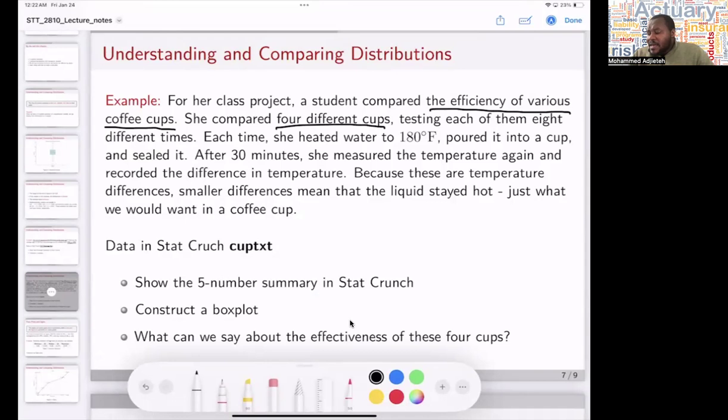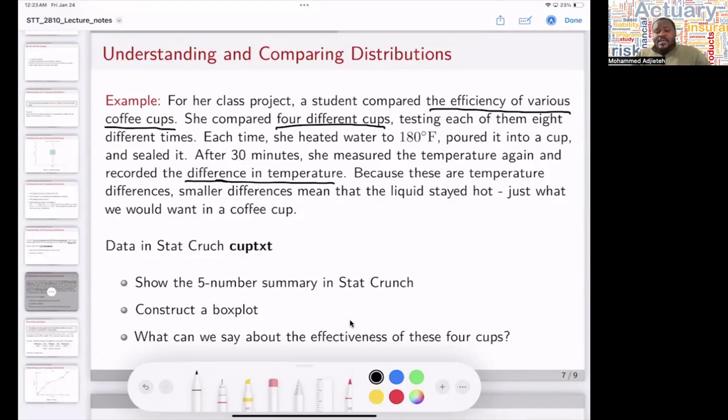testing them 8 different times. Each time, she heated the water to 180 degrees Fahrenheit, and then poured it into a cup and sealed it. Then, after 30 minutes, she measured the temperature again and recorded the difference in temperature. She's recording what? The difference in temperature.